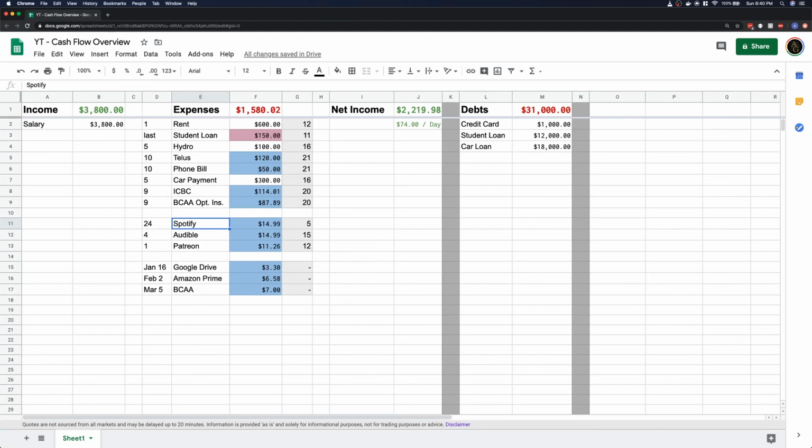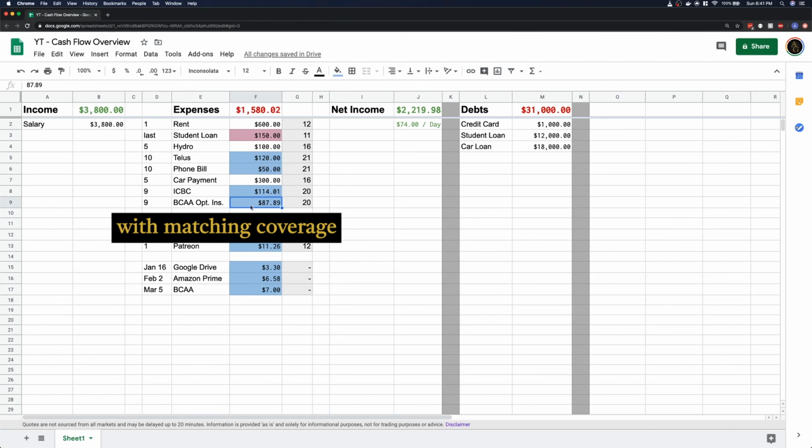And one thing that probably only applies to people in BC is to go for optional insurance with, let's say, BCAA or some other third-party insurance provider. For example, here I use BCAA and it saves me about $25 a month, which is not too bad.